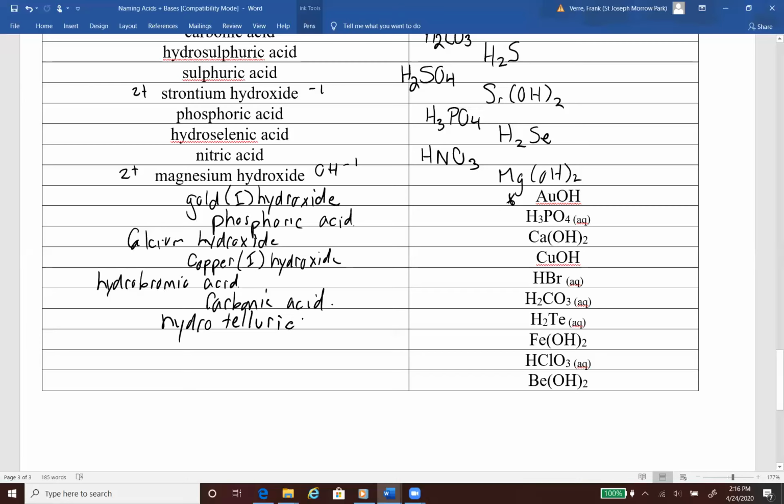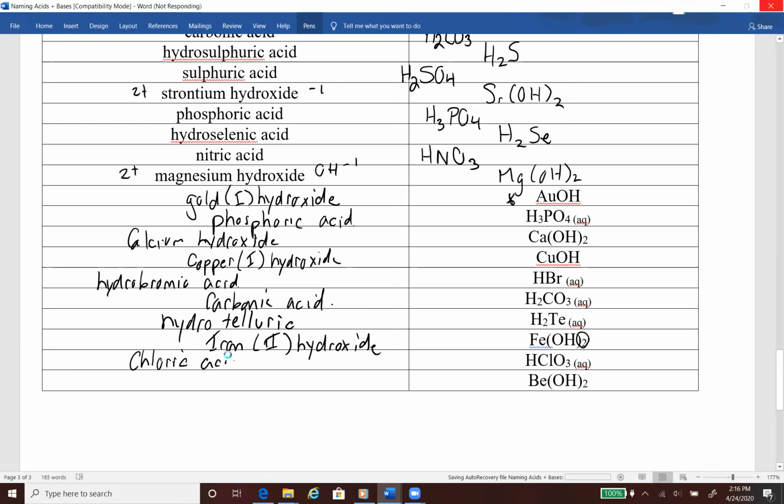Fe(OH)2 should be iron(II) hydroxide, because if I go crossover rule in reverse, that means the iron was +2. HClO3 we know is chloric acid from before. We've done that one a few times now.